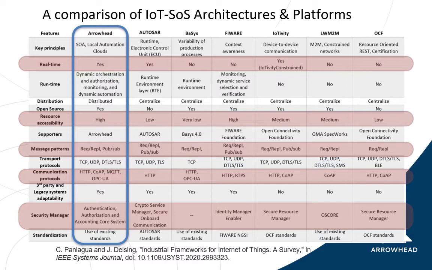The message patterns related to the protocol dialogues could be either request-response or publish-subscribe. It can be used through any type of transport protocol and practically any type of communication protocols. These are only examples of those, because it can adapt to any third-party legacy systems. It has naturally built-in authentication, authorization, and accounting, and it is based on standardization features of other standards.